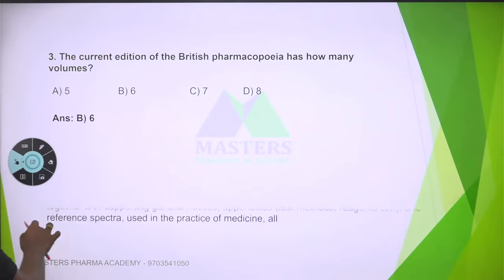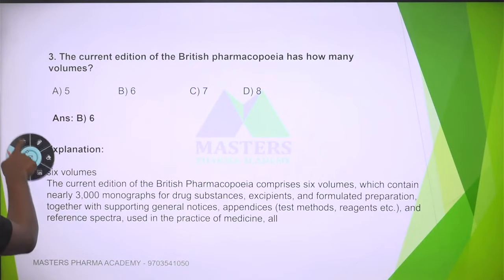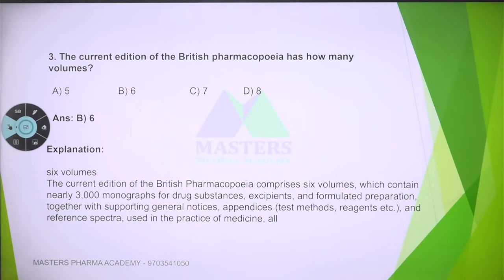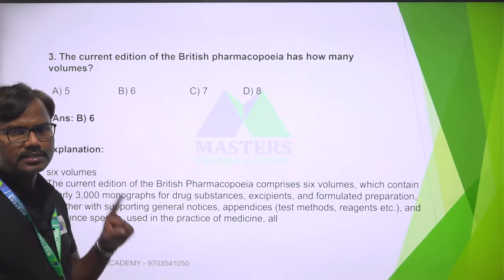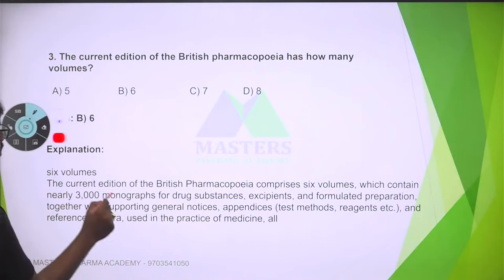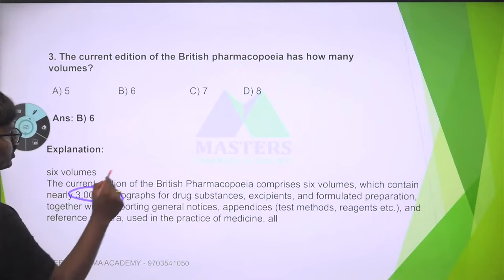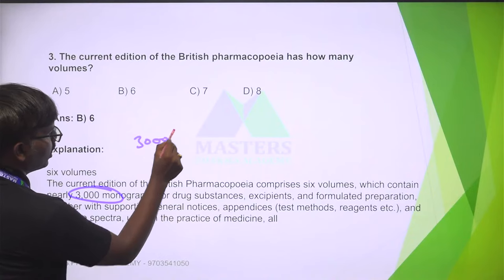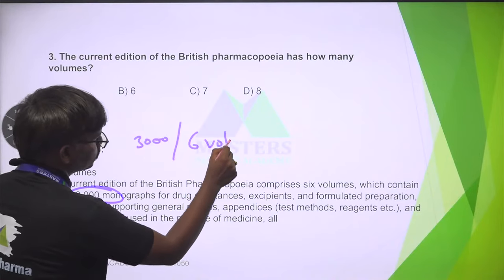So the answer is 6. There are 6 volumes in the British Pharmacopoeia, and nearly 3000 monographs for drug substances, excipients and formulated preparations. This is the important thing you must remember: 3000 monographs, 6 volumes.